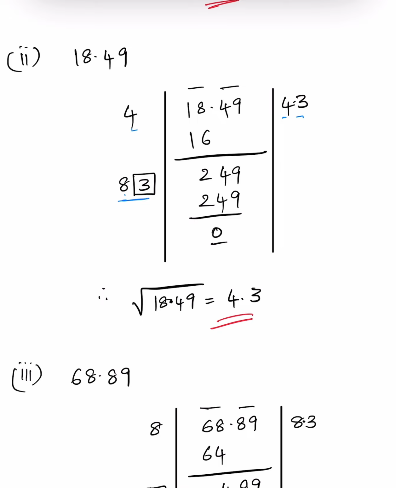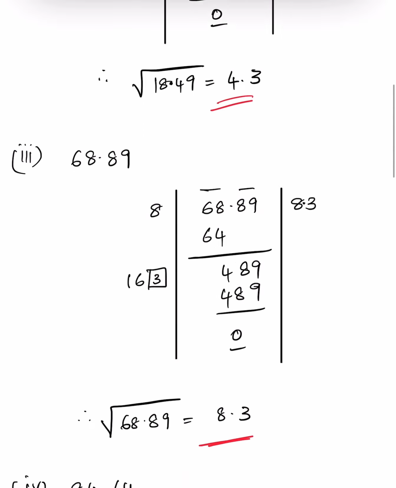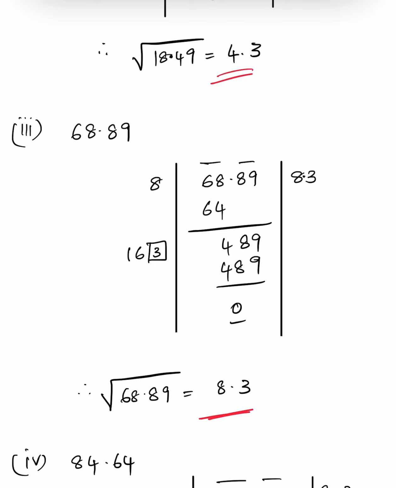So since we have brought the decimal part down, we are also keeping a decimal in the quotient here. Okay, now 83 into 3 is 249, so remainder is 0. So the answer is square root of 18.49 equal to 4.3. Next, 68.89. Similarly, keep separate bars on integer part and decimal part.